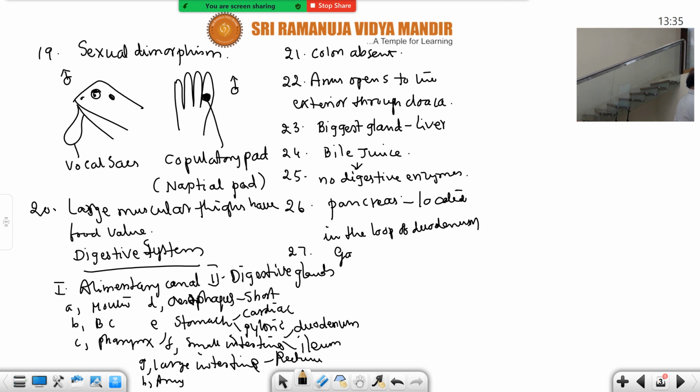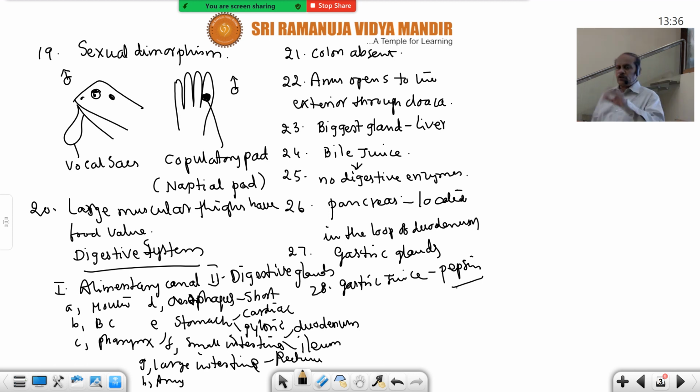And in the stomach wall, the gastric glands are present. They secrete gastric juice. Gastric juice contains only the pepsin enzyme. Only pepsin. Renin is not there, but in humans, renin is also there. Gastric juice is highly acidic, with more HCl. It is a highly acidic digestive juice.